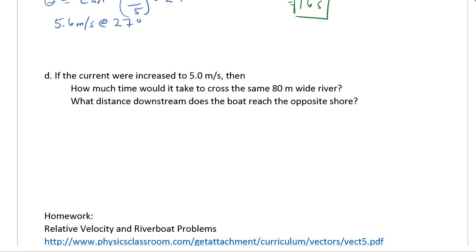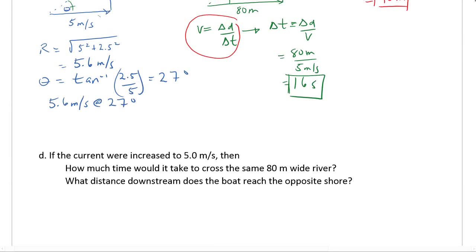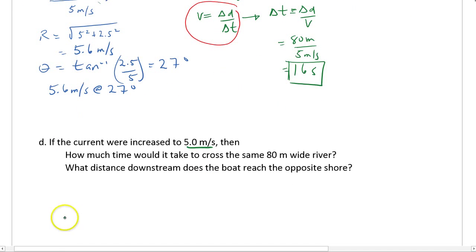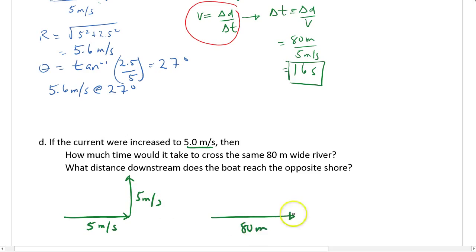Part D says, if the current were increased to 5 meters per second, then how much time would it take to cross the same river? So what they're saying is, if we change this 2.5 to a 5, then my original diagram would look like this. I would still have the 5 here, meters per second, but this would change to a 5 meters per second. And in my displacement diagram, this would still be 80 meters. Actually, it's pretty clear to tell that's going to be 80 meters as well.